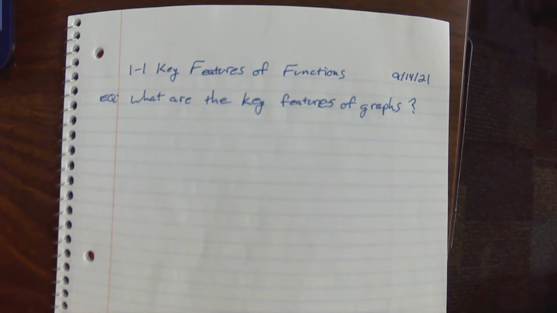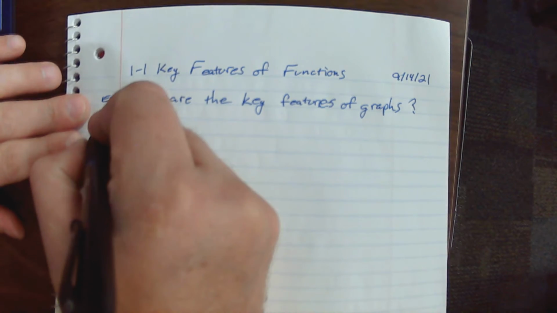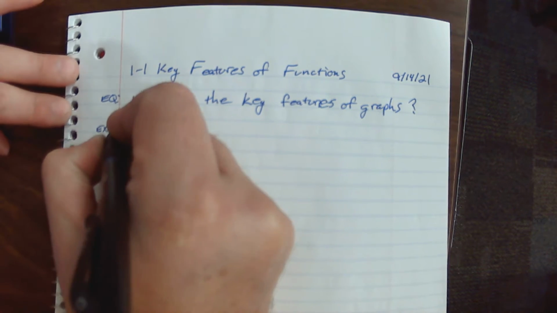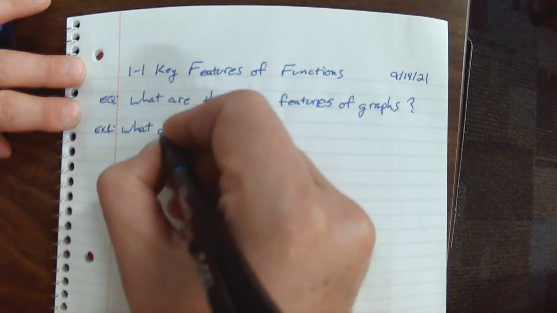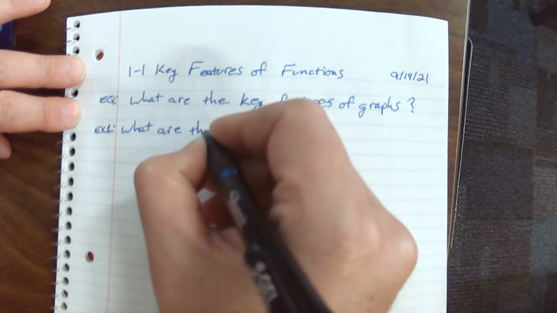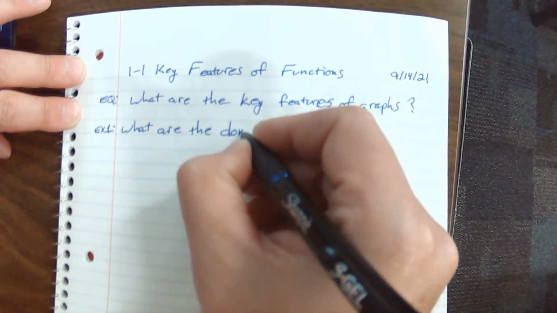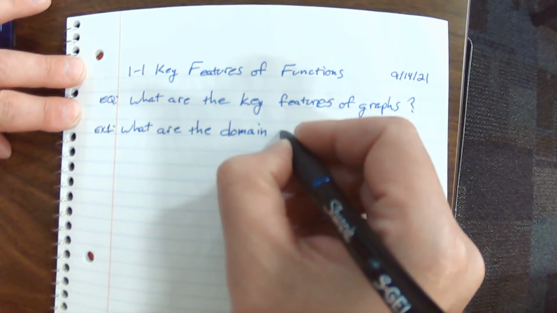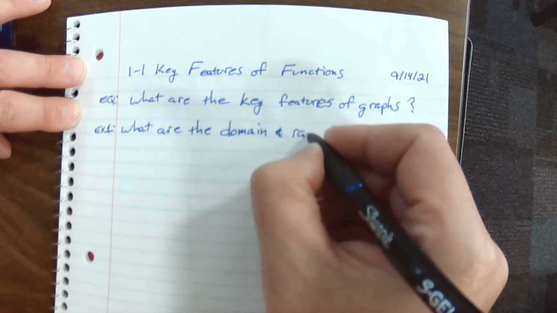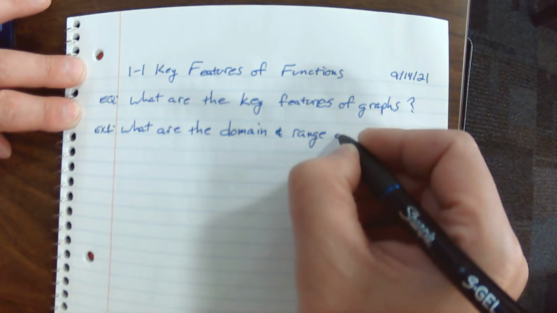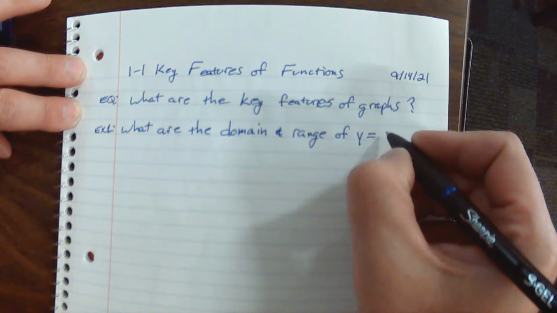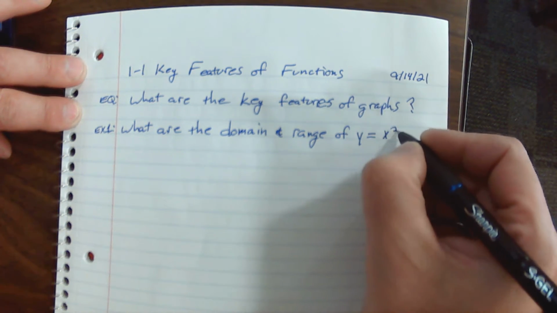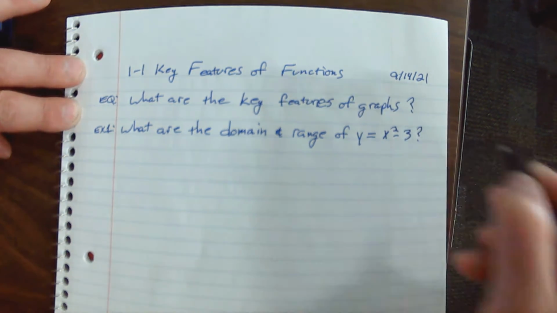What are the key features of graphs? 1-1 key features of graphs. Example 1. What are the domain and range of y equals x squared minus 3?